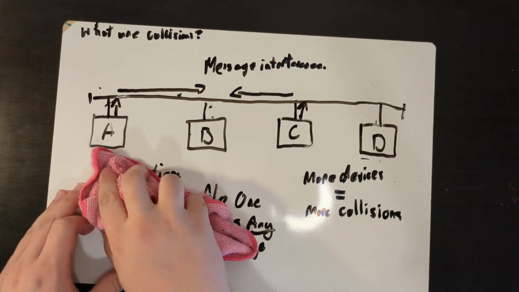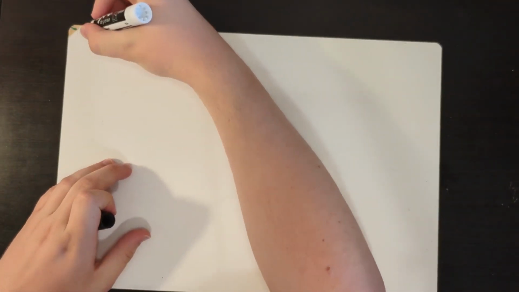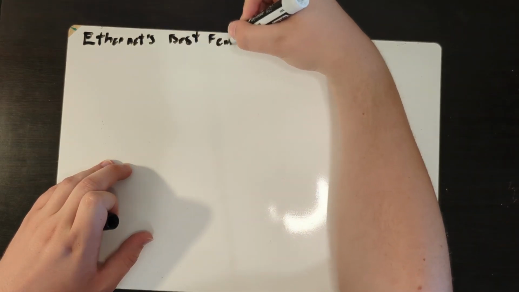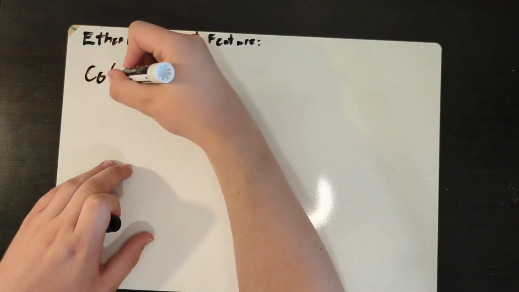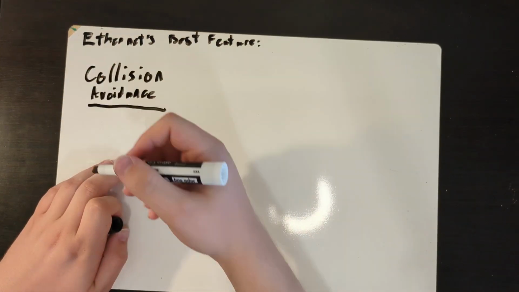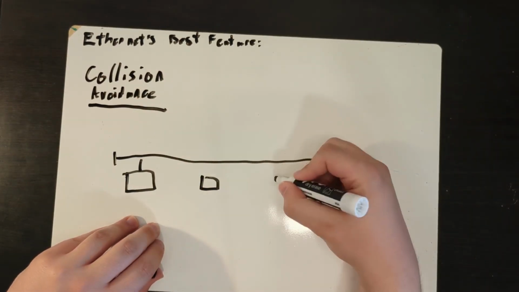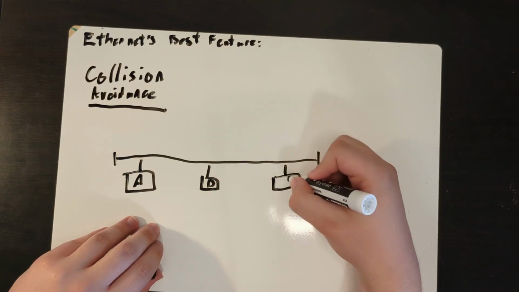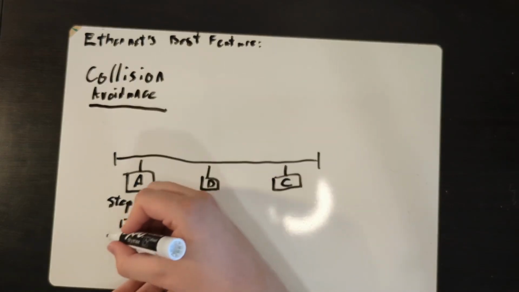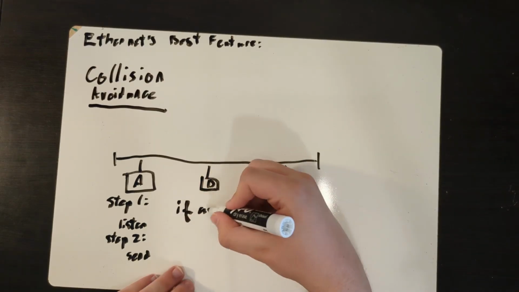Alright, so we know what the problems are with being a bus network. What does Ethernet do to solve it? Well, there's its best feature. The greatest innovation of Ethernet is collision avoidance. On a bus network where everyone is talking over the same media, you need a system to make sure that people don't talk over each other. It starts with step 1. Listen. Don't attempt to send until you're sure the network is quiet. Then send, if the network is quiet.